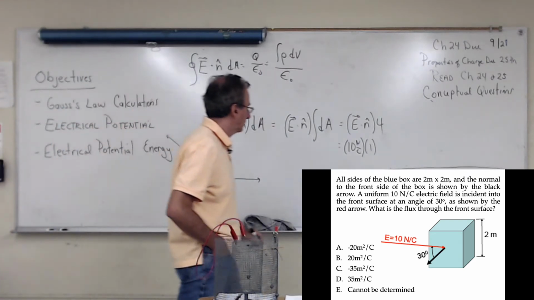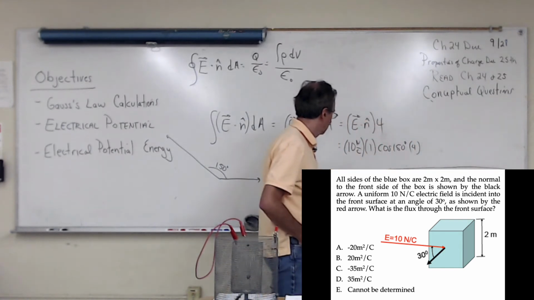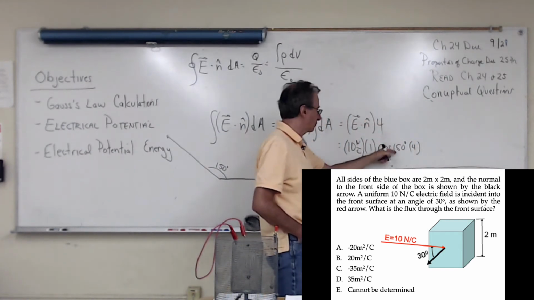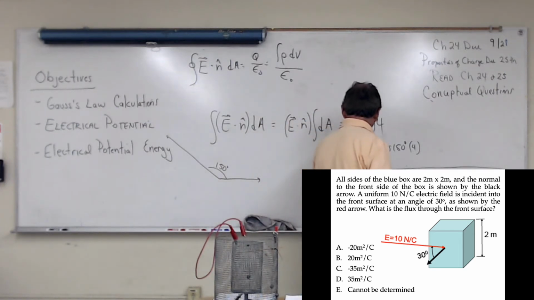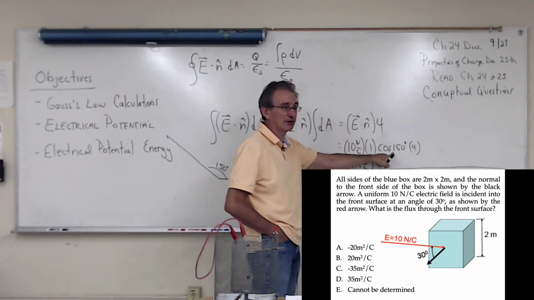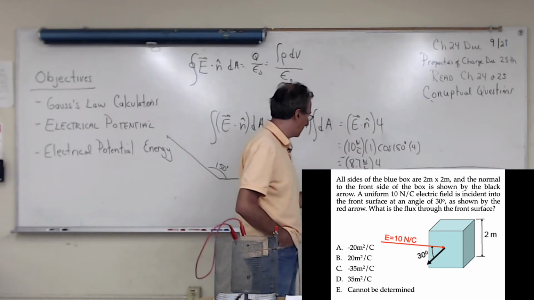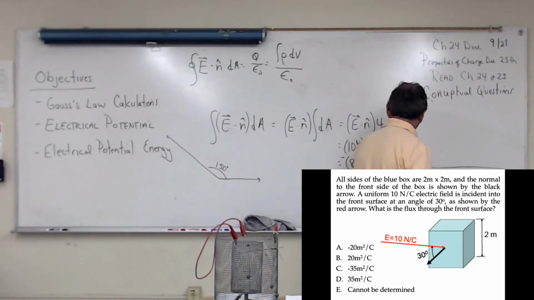And so this is cosine of 150 times 4. 10 times cosine of 150. This is root 3 over 2. It's like 0.87. So this is 8.7 times 4. Actually, I'm sorry, cosine of 150 is negative root 3 over 2. And so this is about minus 35 newton per coulomb meter squared.